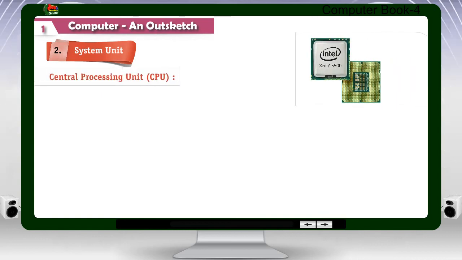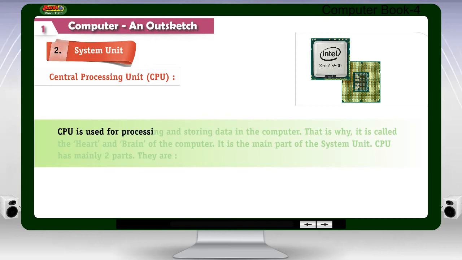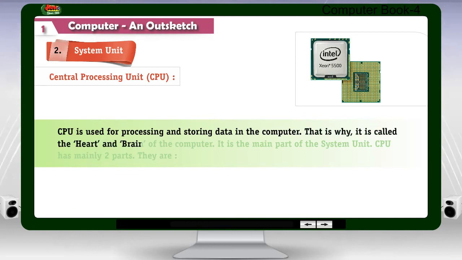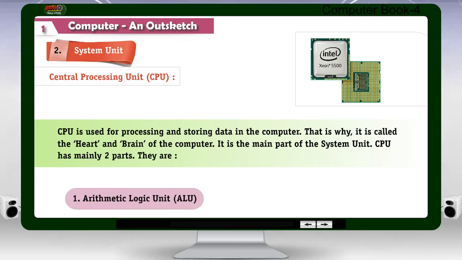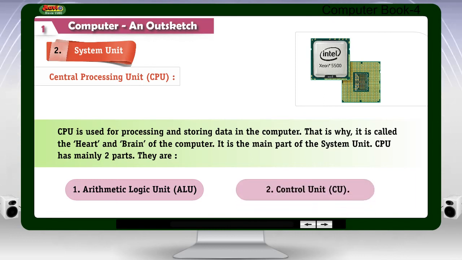Central Processing Unit (CPU). CPU is used for processing and storing data in the computer. That is why it is called the heart and brain of the computer. It is the main part of the system unit. CPU has mainly two parts. They are 1. Arithmetic Logic Unit (ALU), 2. Control Unit (CU).